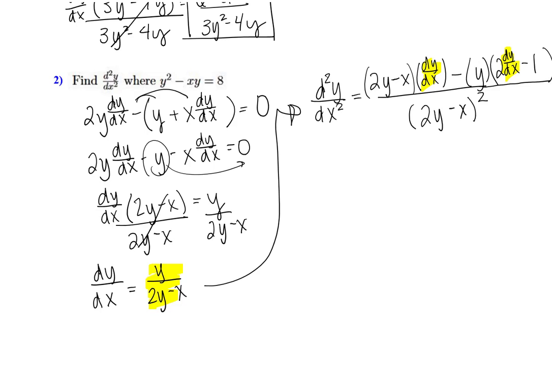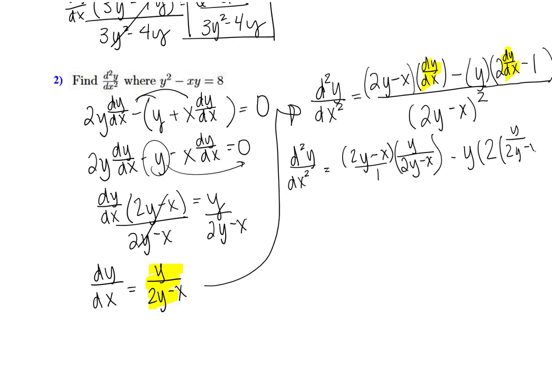So let's get that substitution going here. I know that d2y over dx squared is going to equal, we have 2y minus x times y over 2y minus x, minus y times 2. Lots of parentheses going on here. I had to make sure that was good. That's all going to be over 2y minus x squared. So let's start doing some canceling because we can. This is going to go away.